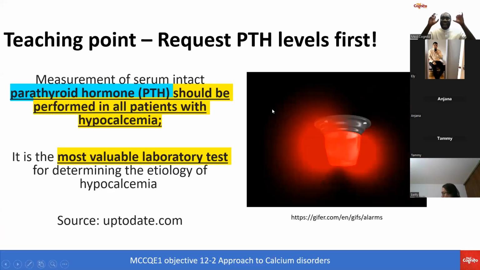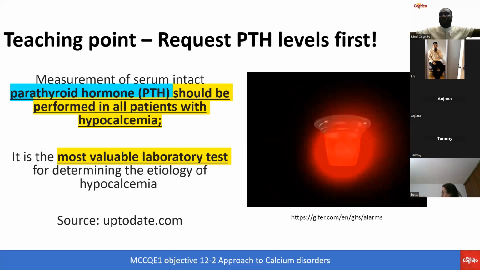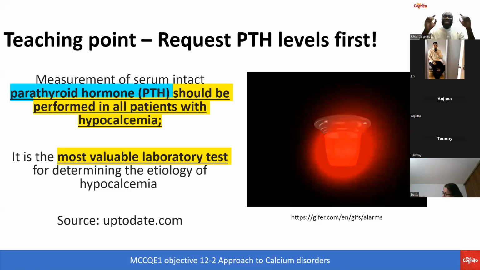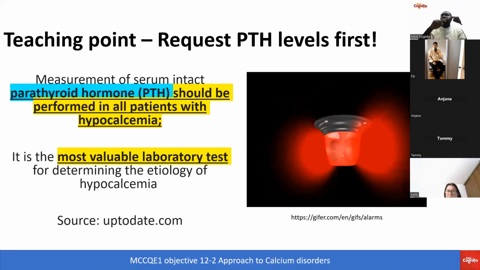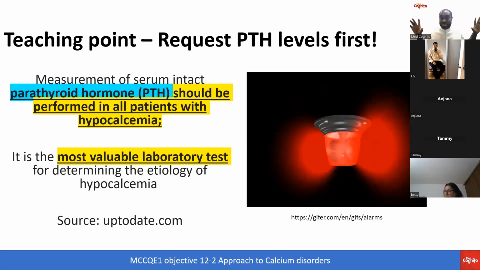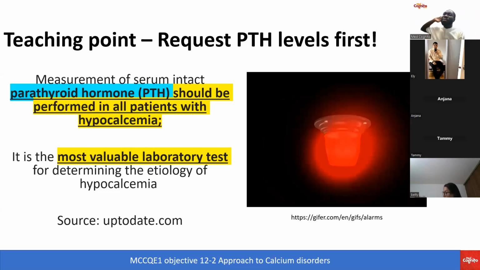What do I mean by that? I've put this alarm here because the objective said you should know this. And this is from UpToDate, interestingly. It said that measurement of serum intact parathyroid hormone levels should be performed in all patients with hypocalcemia. Then UpToDate goes on to say that it is the most valuable laboratory test for determining the etiology of hypocalcemia. Can you imagine? It is just stated black and white in UpToDate. Parathyroid hormone levels should be performed in every patient.